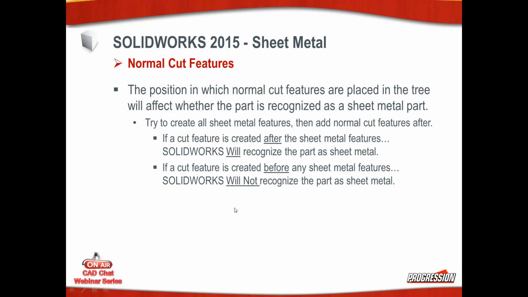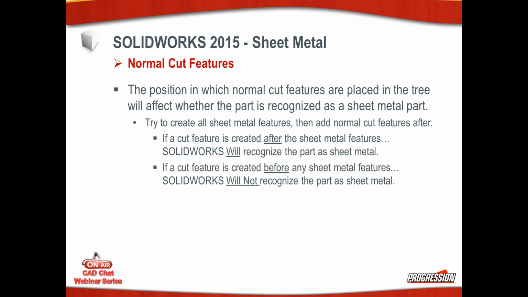Now another thing that we see is when people are using the normal cut features, which is allowed, but you have to do this in a certain order. Once normal cut features are placed in the tree, the order in which they are in the tree will affect whether the part is recognized as a sheet metal part or not. If you create normal cut features after all of the sheet metal features are there, SOLIDWORKS will recognize that part as a sheet metal part.